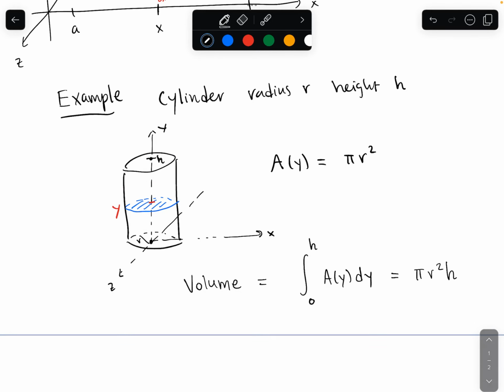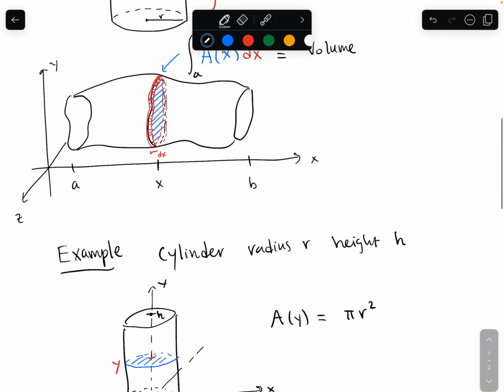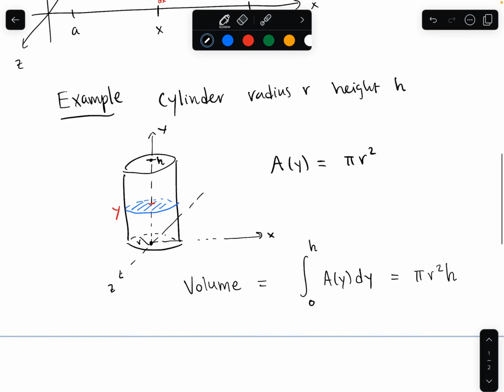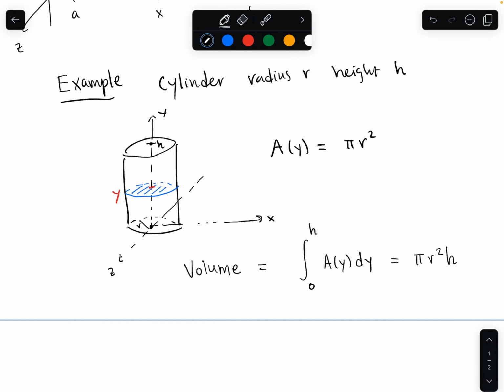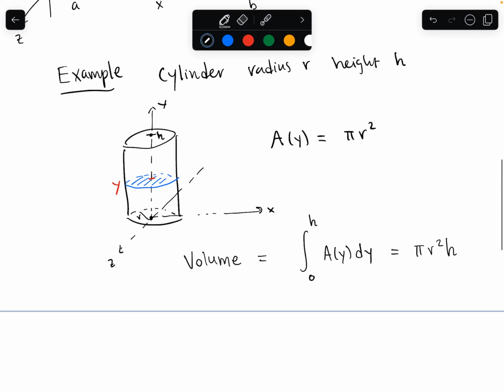So yeah, that at least confirms that the general way of what we're doing is consistent with what we already know. So now let's look at some more examples.